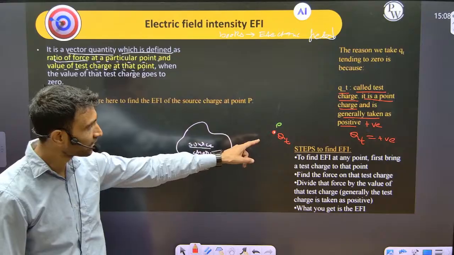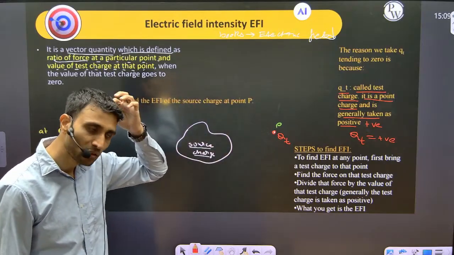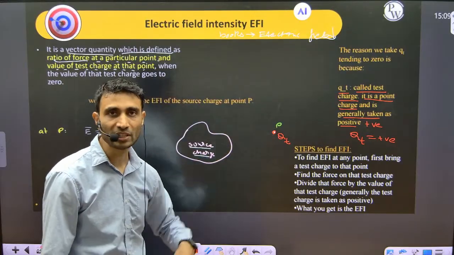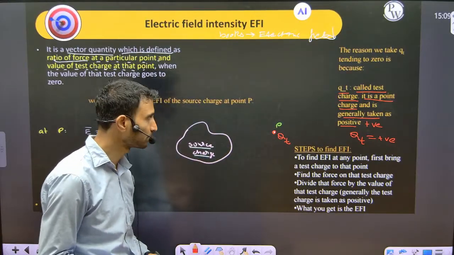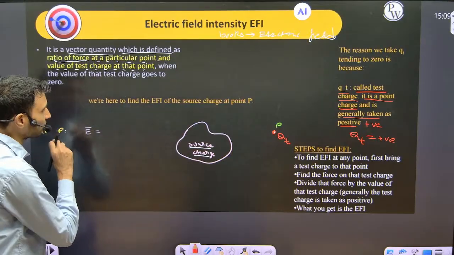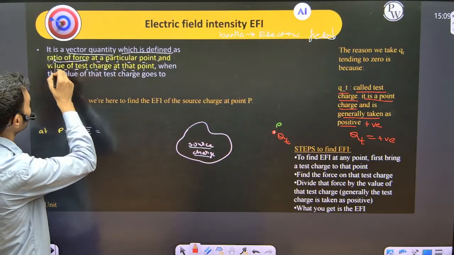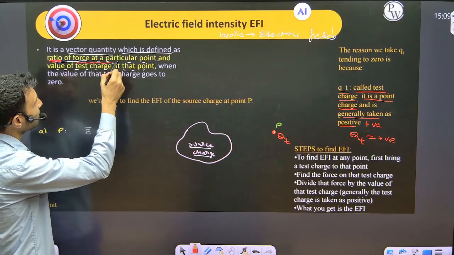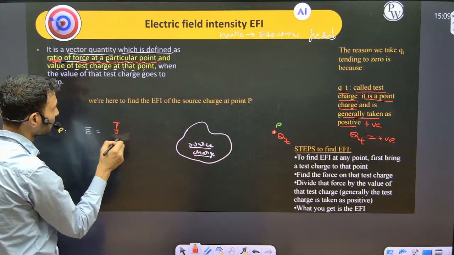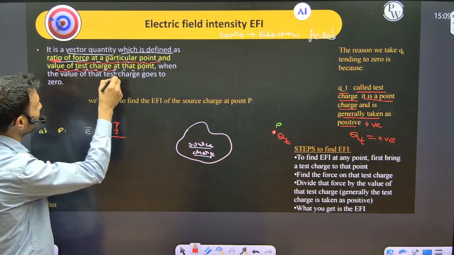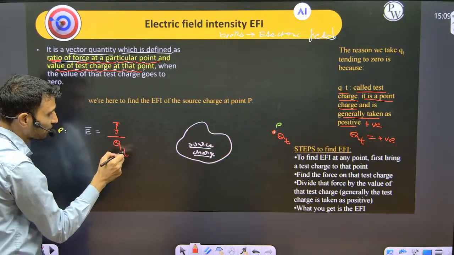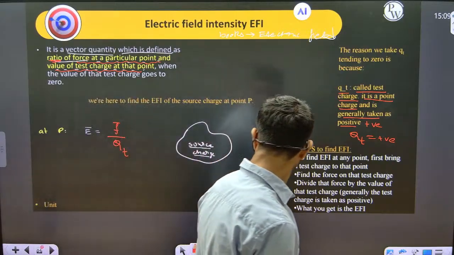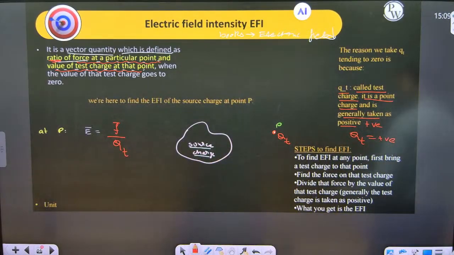Again, I wanted the electric field at point P. For that, I brought a charge QT there, and because of QT, I'm trying to find the electric field. So what is the electric field? It is the ratio of the force at that particular point divided by the value of the test charge at that point, meaning force divided by QT. That ratio gives you the electric field. Agreed? F vector by QT gives you the electric field.